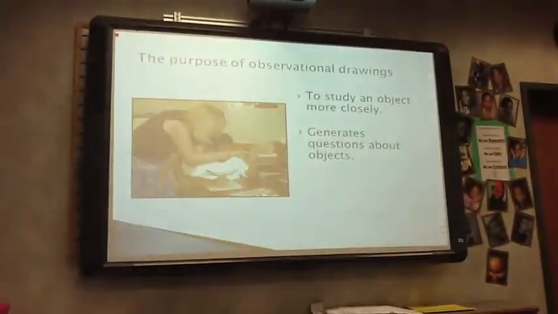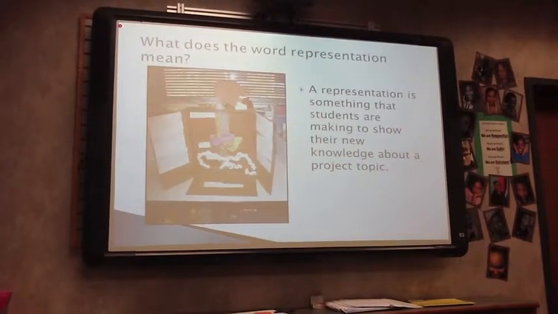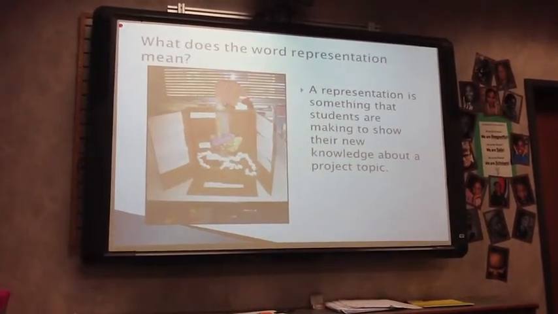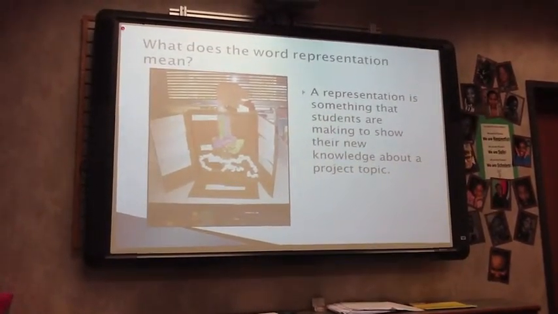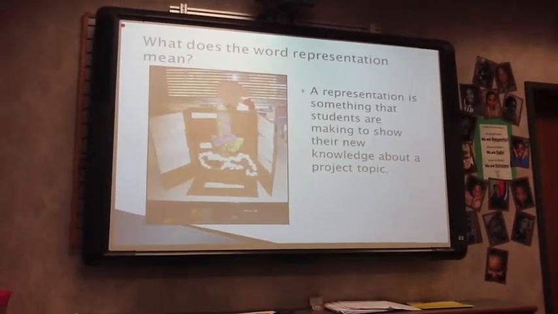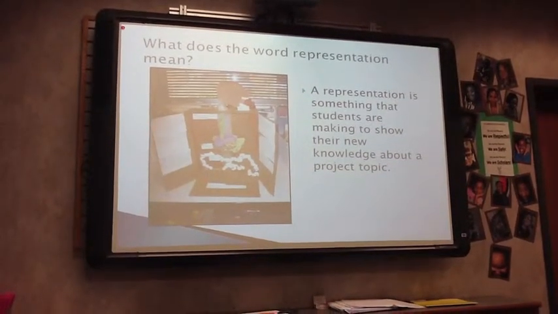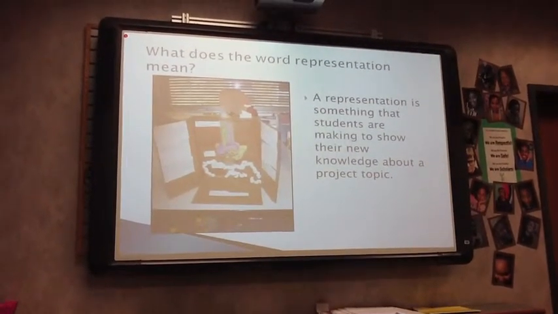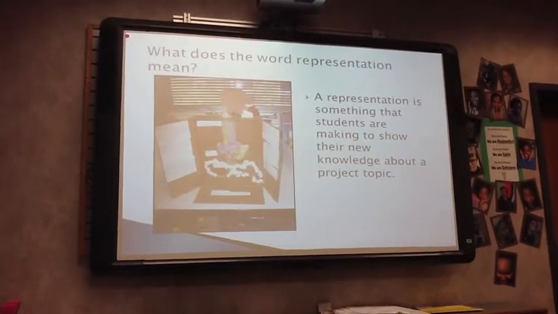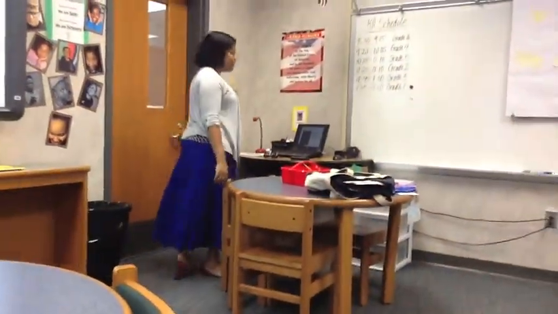Talked about the purpose of observational drawing. And so you know that the word representation, it's something that students are making to show their new knowledge about their project topic. Simple representation, remember simple's at the beginning, it's not a whole lot of extra. But then the representation during phase 2, like this was the body done by some students at Oaklandon, that's showing their knowledge. So they have it, and then their information is listed along the side.